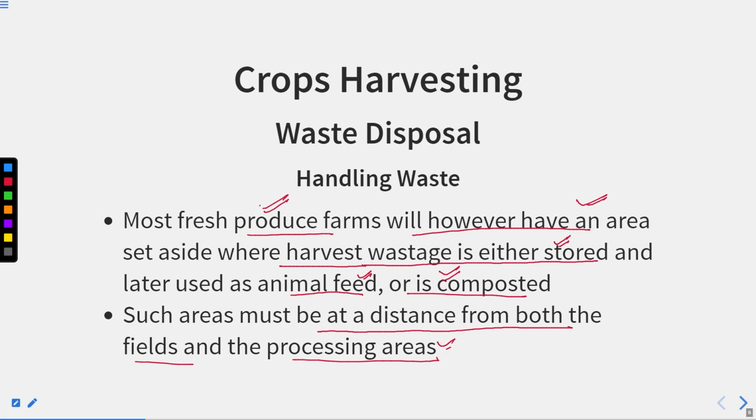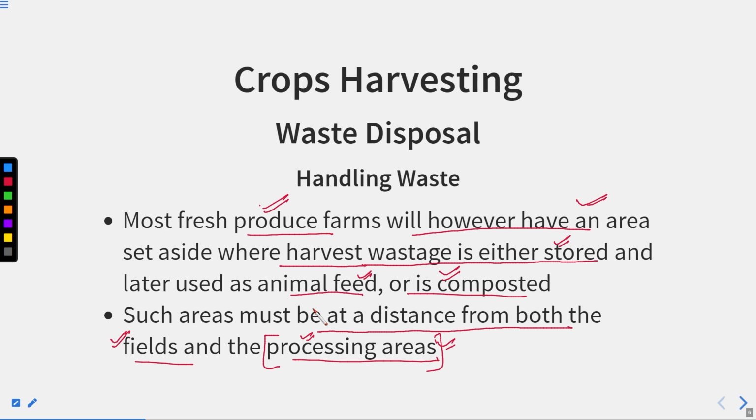Such an area must be distant from both the field and the processing area. There are two areas: one is your field, in which the fruits, vegetables and crops are grown, and another is the processing area, in which you do the packing and all those things.